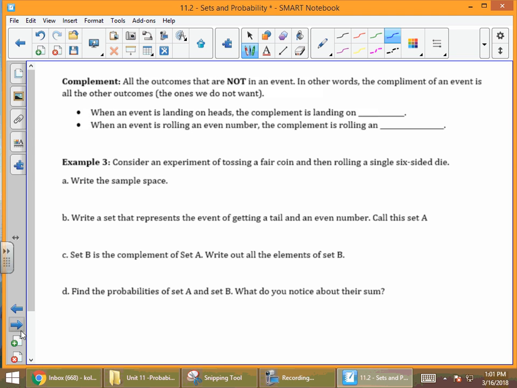So for some examples, when an event is landing on heads, the complement of that is not landing on heads, which is landing on tails. When an event is rolling an even number, the complement of that is not rolling an even number, which is rolling an odd number.